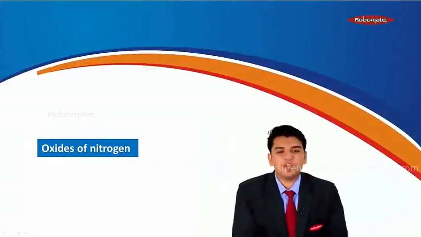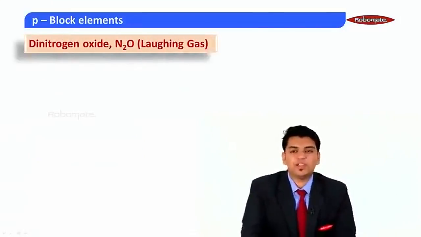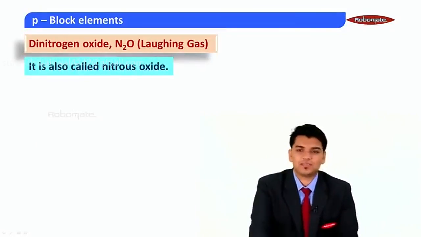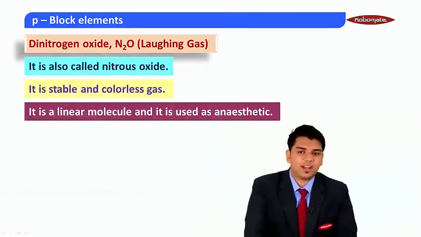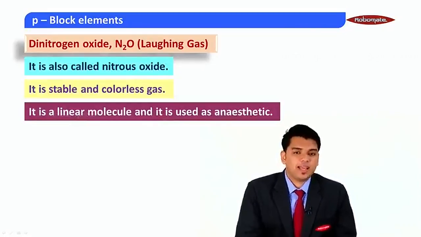It is now time for us to study in depth the oxides of nitrogen. So the first one is dinitrogen oxide, that is N2O or laughing gas. It is also called nitrous oxide. It is a stable and colorless gas. It is a linear molecule and is also used as an anesthetic.